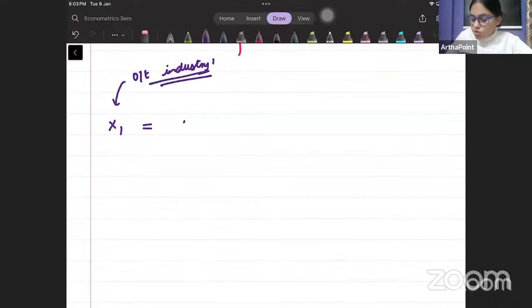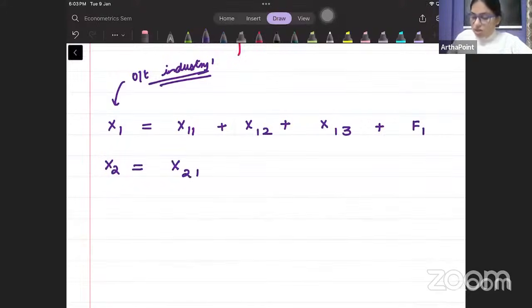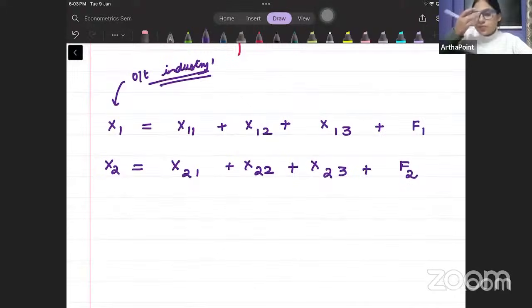ये कहाँ यूज हो रहा है? इंडस्ट्री 1 अपने आप में यूज कर रही है. इंडस्ट्री 2 इंडस्ट्री 1 का आउटपुट यूज कर रही है. इंडस्ट्री 3 इंडस्ट्री 1 का आउटपुट यूज कर रही है. और फाइनल कंज्यूमर भी इंडस्ट्री 1 का आउटपुट यूज कर रहे हैं. Similarly, if I write x2, then industry 1 is using amount from industry 2. Industry 2 is using from 2. Industry 3 is using from 2. And consumer, final consumer भी use कर रहा है.